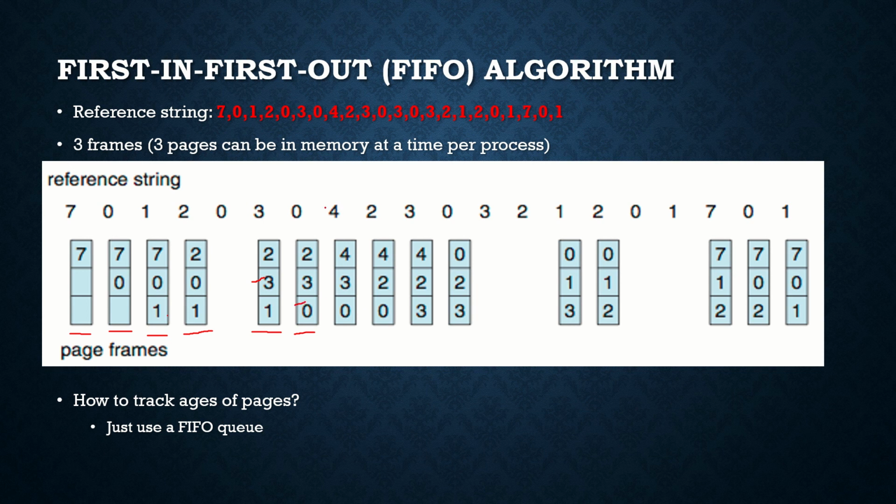Okay. Next we are entering page 4. Page 4 is again not there in the memory, so again a page fault is occurring, and you will see which page entered first. 2 entered here, then 3 entered here and 0 entered here. So 2 will be replaced and you write 4 there.